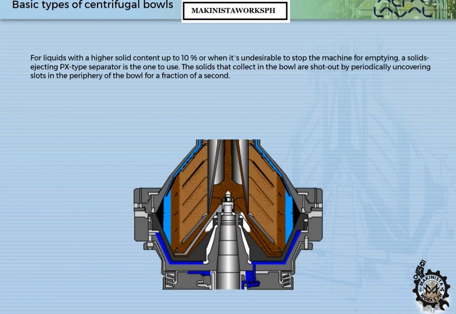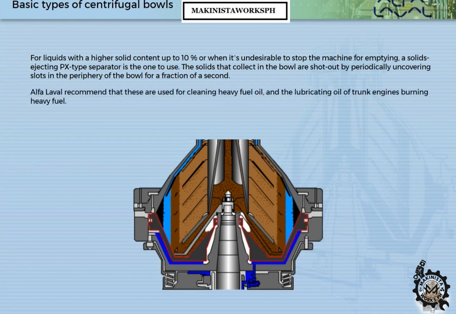For liquids with a higher solid content, up to 10%, or when it's undesirable to stop the machine for emptying, a solids ejecting PX type separator is the one to use. The solids that collect in the bowl are shot out by periodically uncovering slots in the periphery of the bowl for a fraction of a second. Alfa Laval recommends that these are used for cleaning heavy fuel oil and the lubricating oil of trunk engines burning heavy fuel.